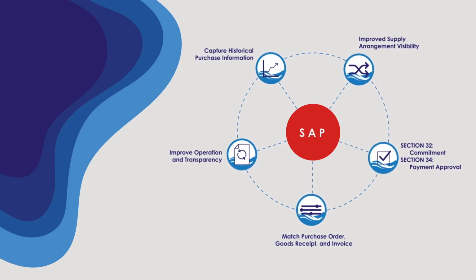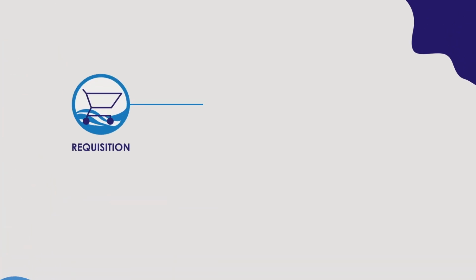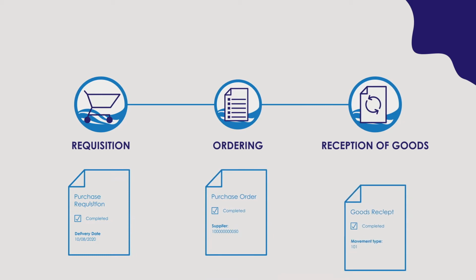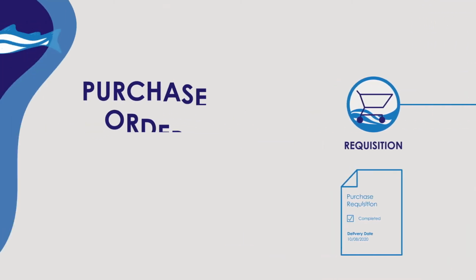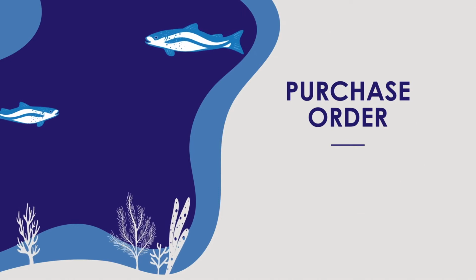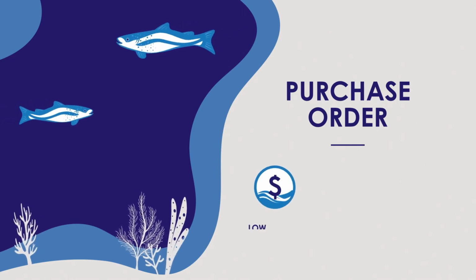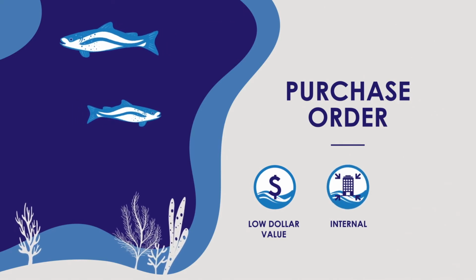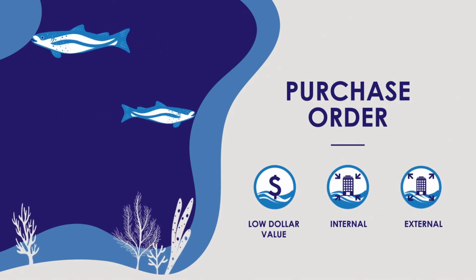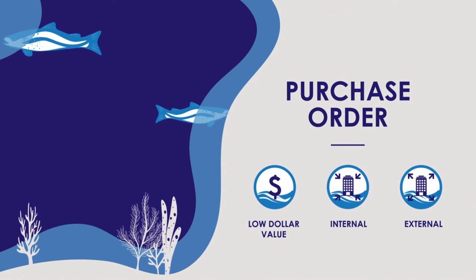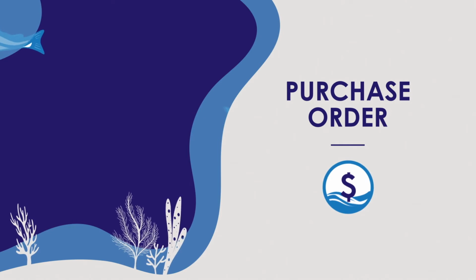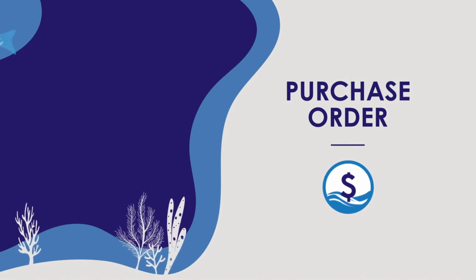At DFO CCG, the procure-to-pay process is triggered when our department needs to purchase materials, services, or construction from an external vendor. Steps to award purchase orders in SAP will be subject to 3 variants. Number 1. Low dollar value. Number 2. Internal or procurement hub. Or Number 3. External, meaning Public Services and Procurement Canada or Shared Services Canada. This video will focus on the low dollar value variant, as this is the highest volume at DFO CCG.